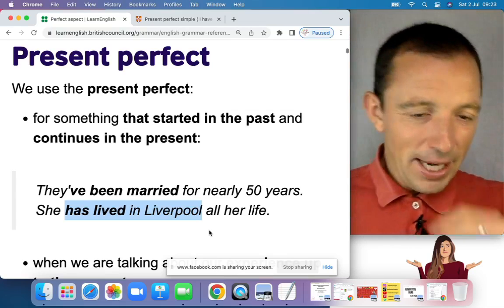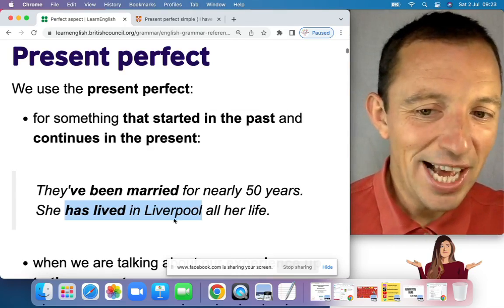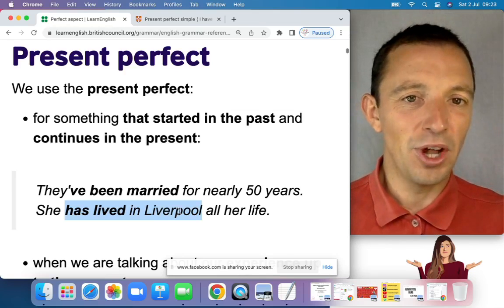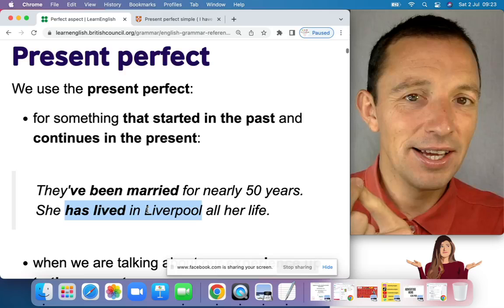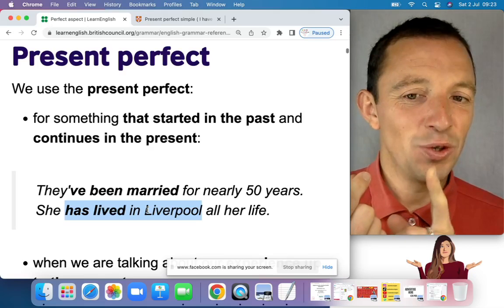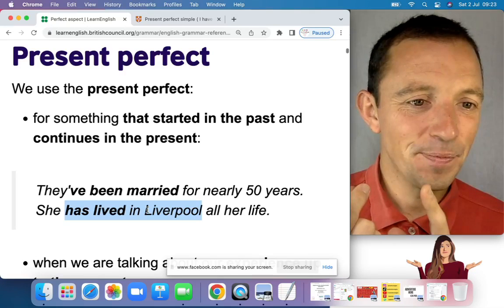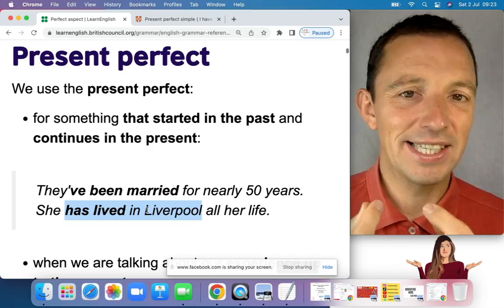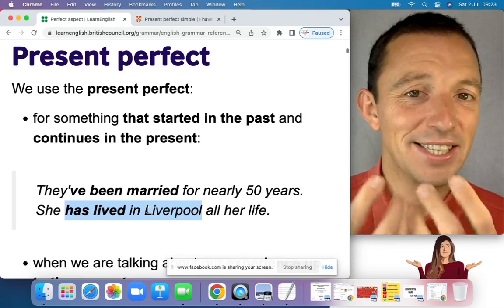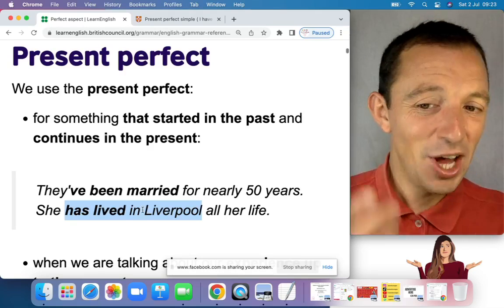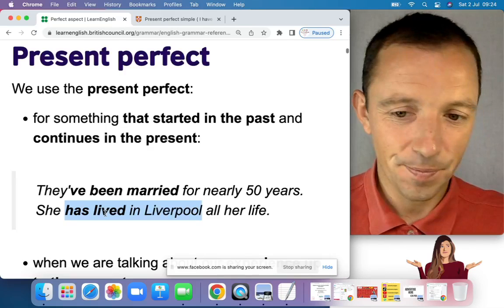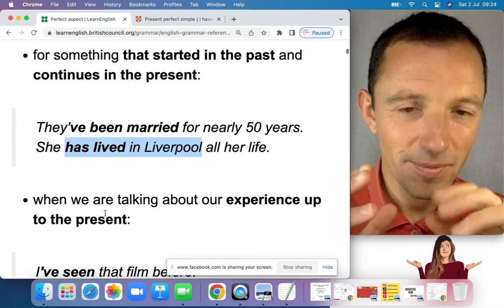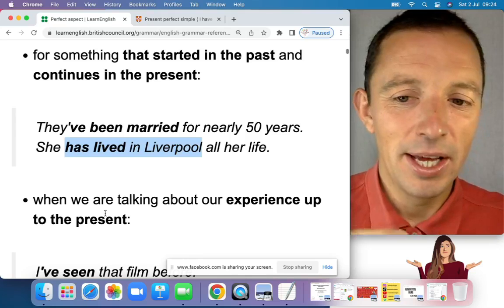So that example is the present perfect. She has lived in Liverpool all her life. This started in the past and it continues in the present. And this is exactly how to create the present perfect. Subject, auxiliary verb have, plus the participle lived.